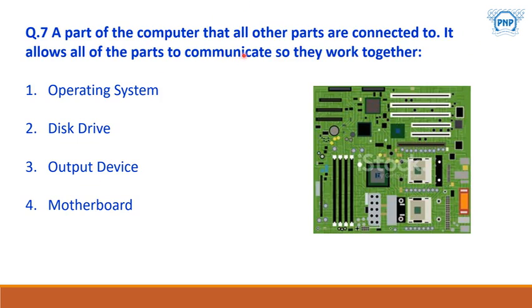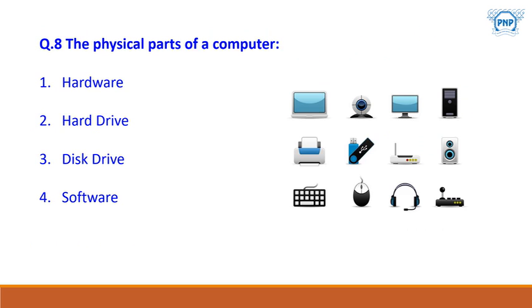A part of the computer that all other parts are connected to. It allows all of the parts to communicate so they work together. Operating system, disk drive, output device and motherboard. Which part can you see? I hope you must have seen this part in your textbook as well as in our last video lectures. That was the first lecture of computer in which you must have seen this part. Yes, the answer is motherboard. Let's take the next question.